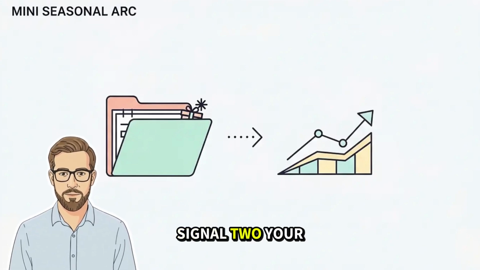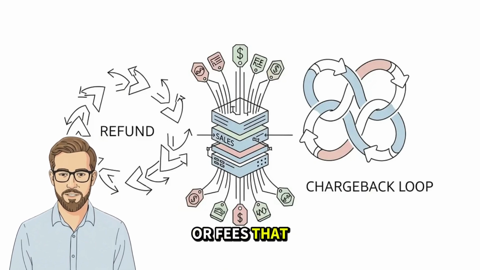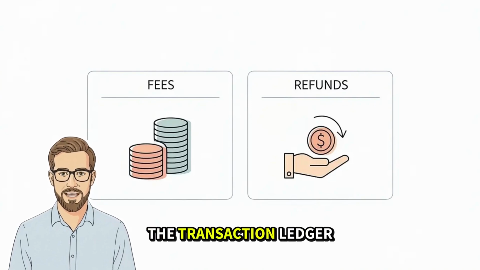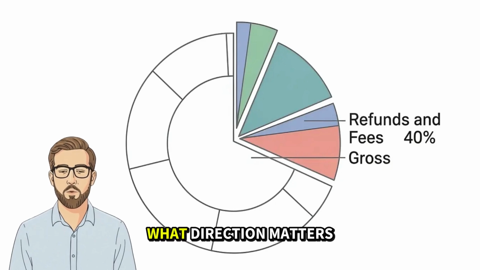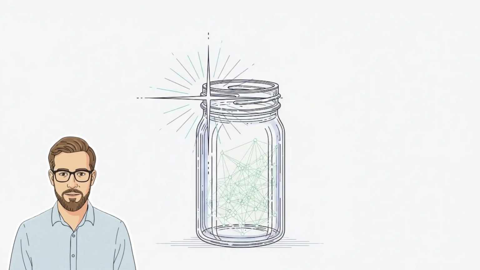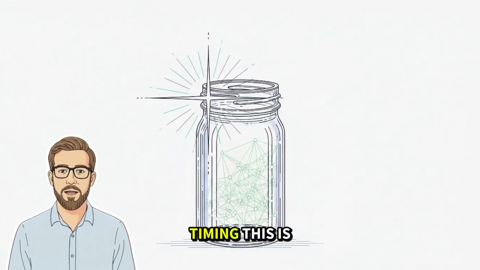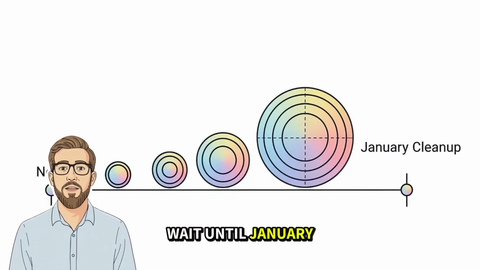Signal 2. Your account shows frequent refunds, chargebacks, or fees that are meaningful compared to your sales. Where to look? The transaction ledger and the fees, refunds sections. What direction matters? If refunds and fees are a big slice, gross numbers will be misleading, and you need clean net numbers. Timing. This is visible all year, and it compounds fast if you wait until January.